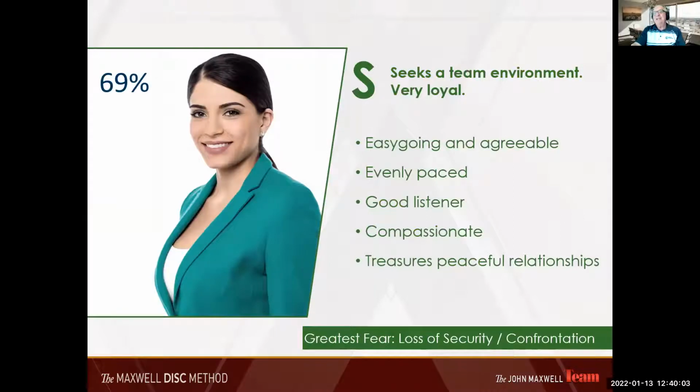S's make up 69% of the population. S's seek a team environment, and they are also very loyal. They are easygoing and agreeable. They're evenly paced. They're good listeners. They're compassionate. They like peaceful relationships. They're not much for change. And unlike the D, who's comfortable in dealing with confrontation, S's want to avoid it at all costs, right?